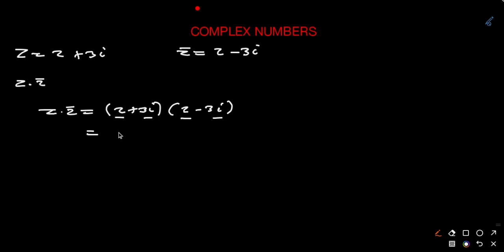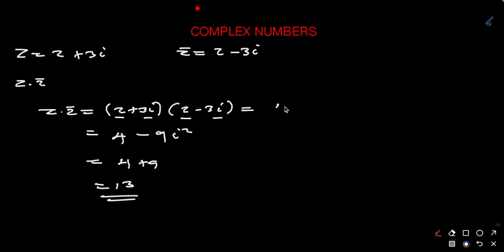So here we're going to have 4, and here we're going to have negative 9i squared. And we know that i squared is negative 1. Negative 1 multiplied by negative 9 is positive 9. So we have this one here, and this one is going to give us 13. Then you are done.